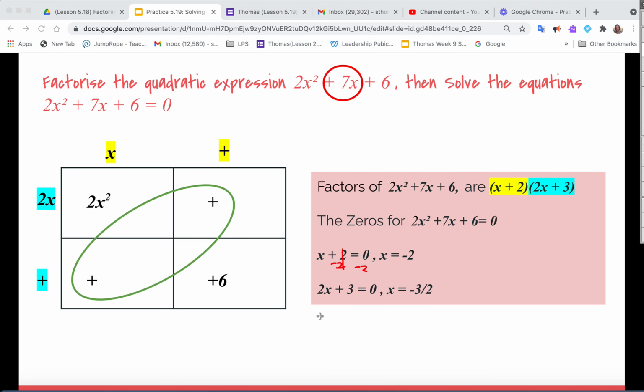In the second case, if we have 2x plus 3 is equal to 0, we would start by subtracting 3 from both sides, which would leave 2x is equal to negative 3. And then we would divide by 2 on both sides to get rid of that 2. So we're seeing that x is equal to negative 3 halves, or negative 3 over 2, which is what we have here.